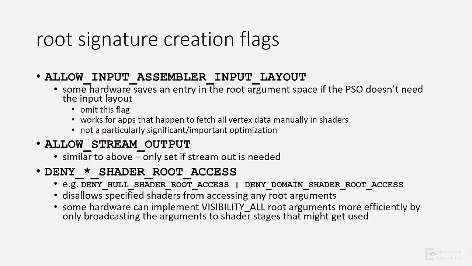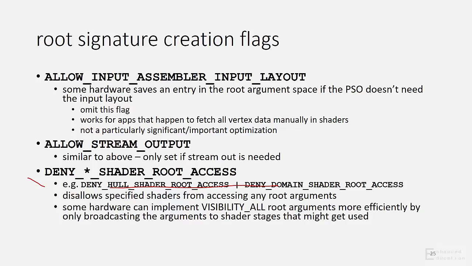Another flag that can be specified is deny vertex, hull, pixel, or whatever shaders root access. So if you know that you are never using, for example, the tessellation shaders hull domain, you can specify in a root signature to deny root access from these shader stages. Or if you happen to be using these shader stages and you know that it's such a simple shader that it doesn't need any resource bindings at all, not even constants, then the root signature could also use these flags.